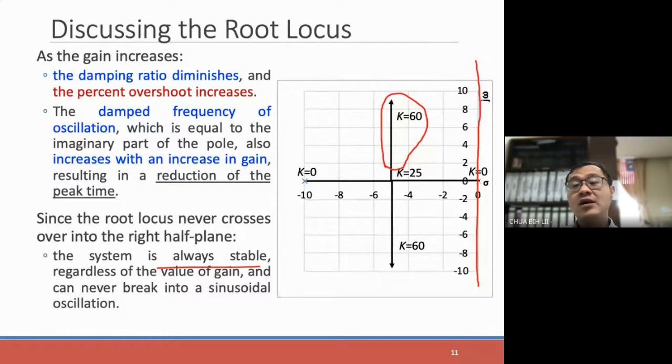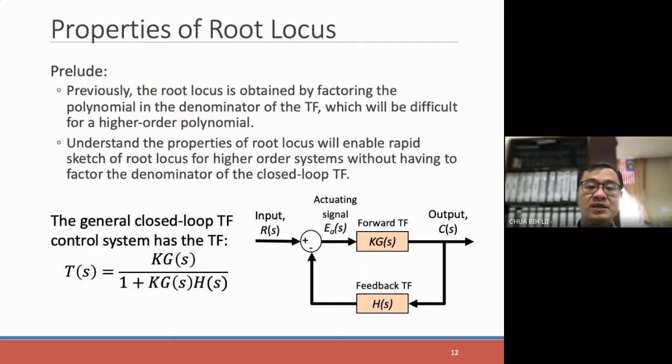But later on you will start to realize that sometimes it will also cross, and when it crosses, all these things will come into the picture, right?